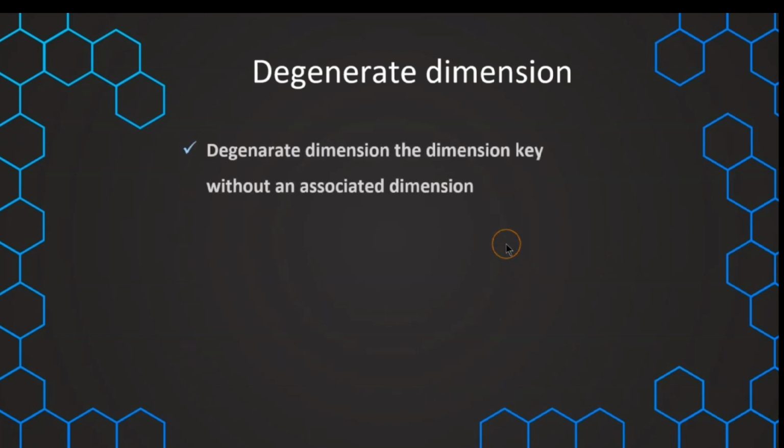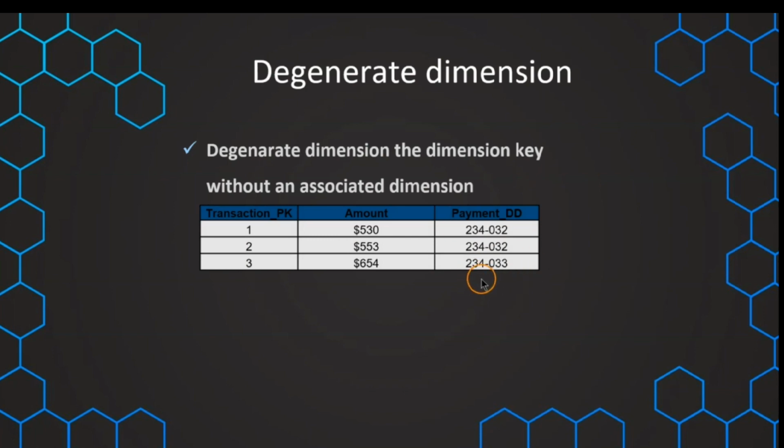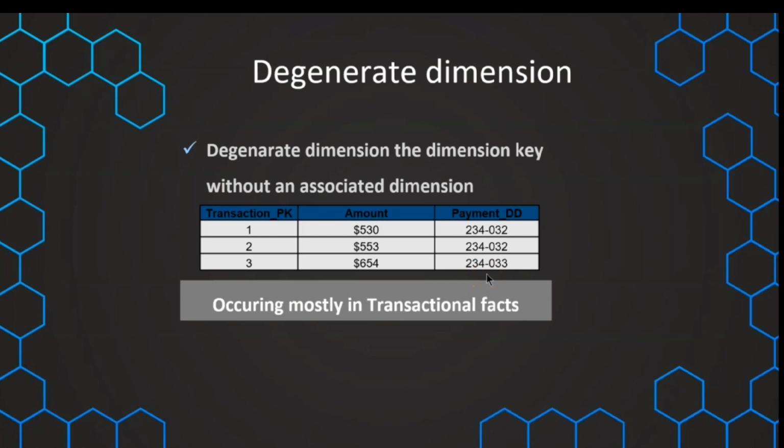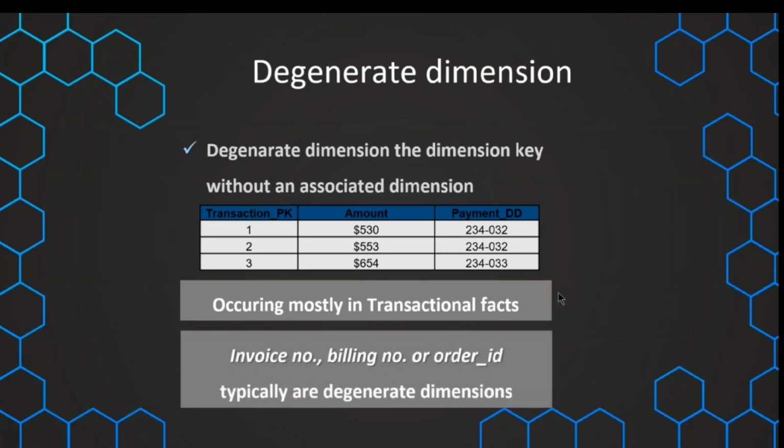So we've learned that a degenerate dimension is a dimension key only, so only the dimension attribute in our fact table without the associated dimension. This can be, for example, a payment ID or anything else that has no associated dimension table. This mostly occurs in transactional facts, and oftentimes this is something like order IDs, billing numbers, or invoice numbers that already have all of the other information extracted, and we are left only with, for example, the order ID. Still it can be a relevant attribute, and therefore we keep it even though there is no additional dimension attached. That's why it can be important to still have those degenerate dimensions, even though there is no other dimension table attached to it.